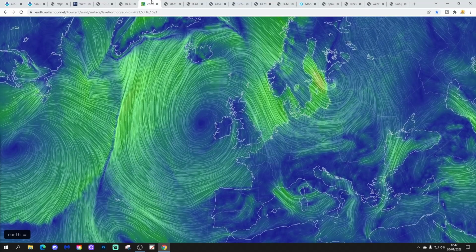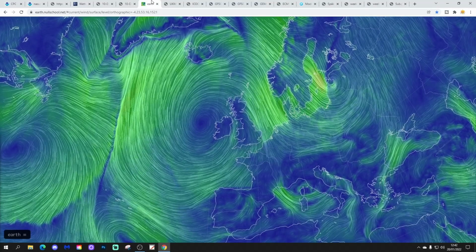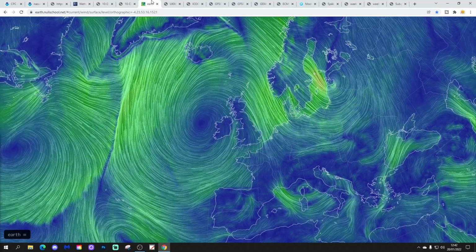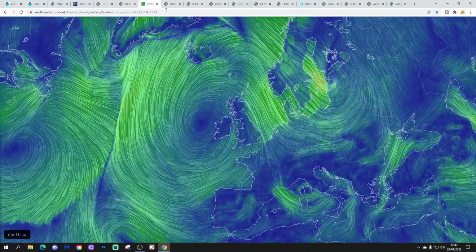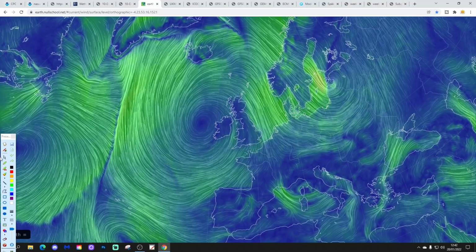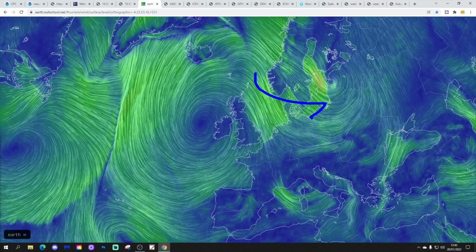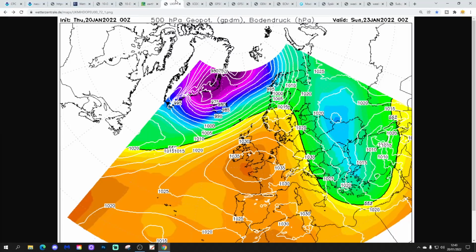Latest wind from earth.school.net shows that high pressure continues to be sitting out to the west of Ireland, keeping us mainly dry. The northerly wind that we had yesterday is being shoved off into Scandinavia, and we're beginning to pull in some milder or less cold air from off the Atlantic.